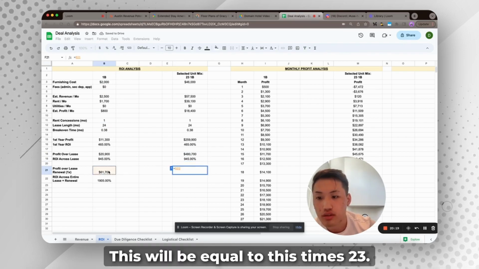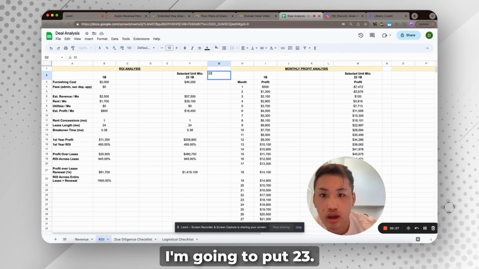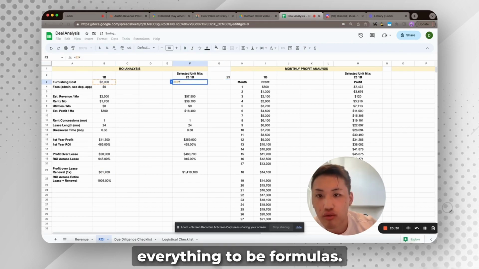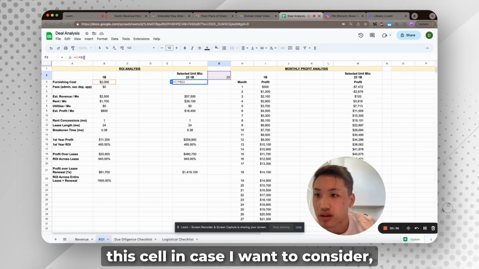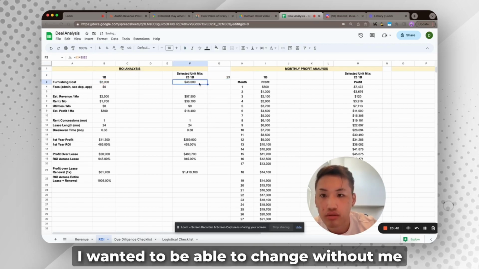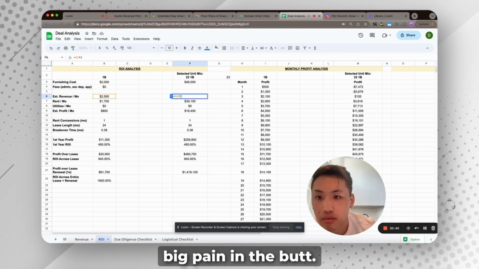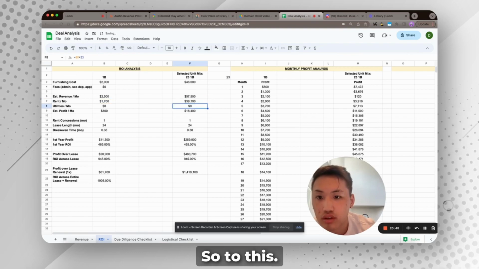This will be equal to this times 23. Actually, I made a mistake. So selected unit mix, I'm going to put 23 because you also want everything to be formulas. So I'm going to make it tied to this cell in case I want to consider, hey, maybe I want to do 15 units instead. I want it to be able to change without me having to go through and change each thing and have it be a big pain in the butt. Okay, so to this.